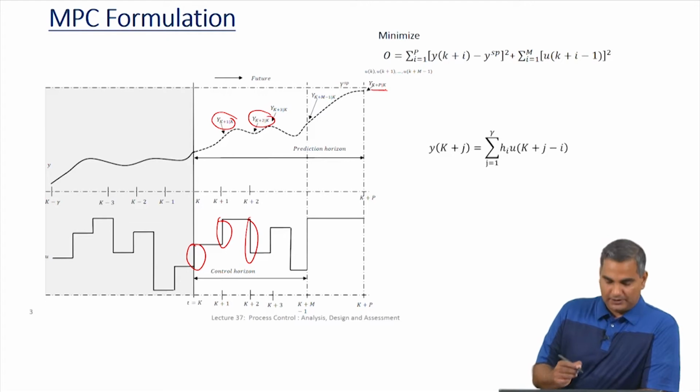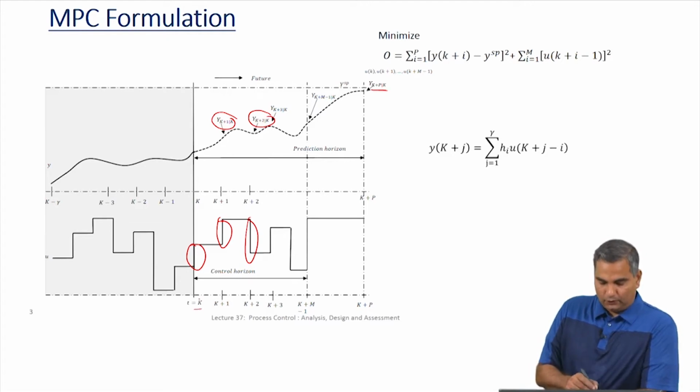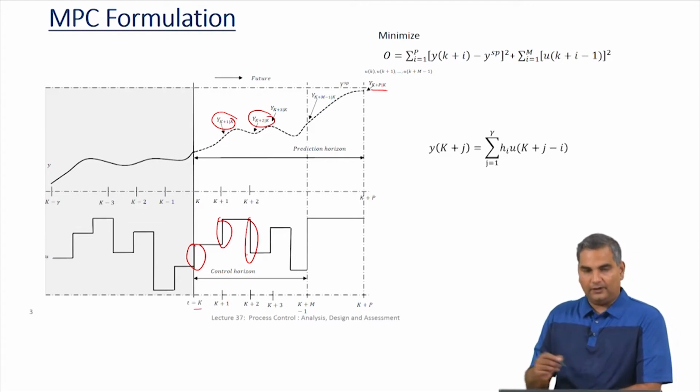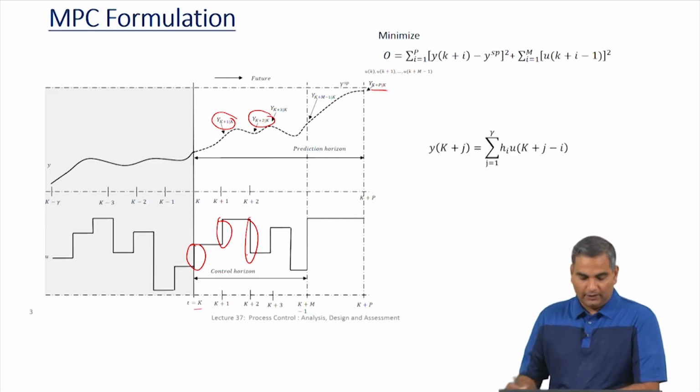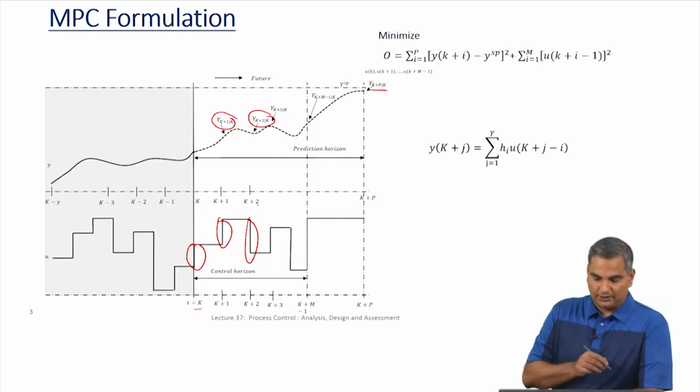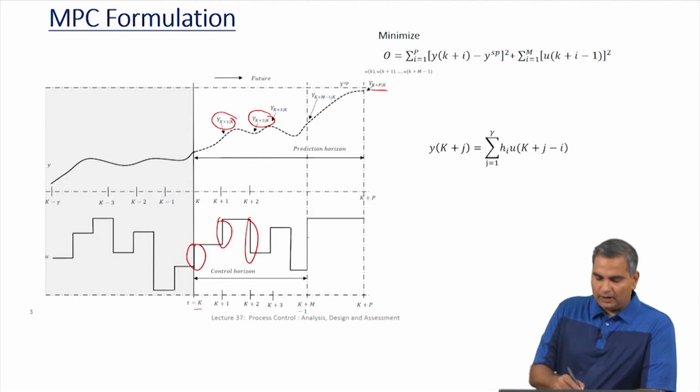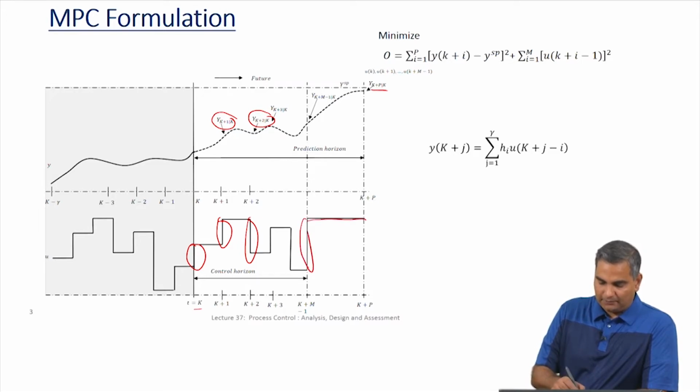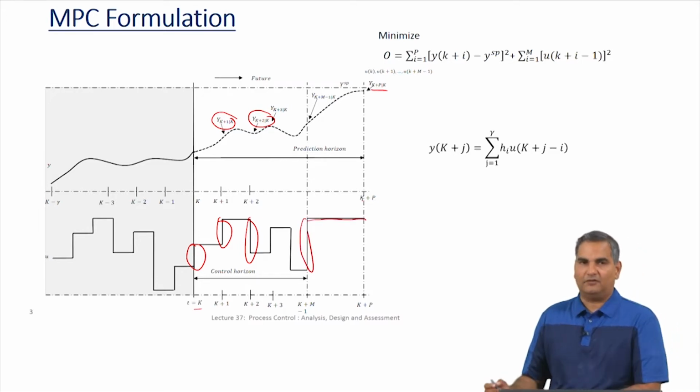and the way I make my choices is that I am going to make a choice for uk plus 1, uk plus 2 all the way up to uk plus m minus 1. That means I am making m choices here, and then what I am saying is after I make this choice here, then I am not going to make any more choices, I am going to let the input be at the same value.